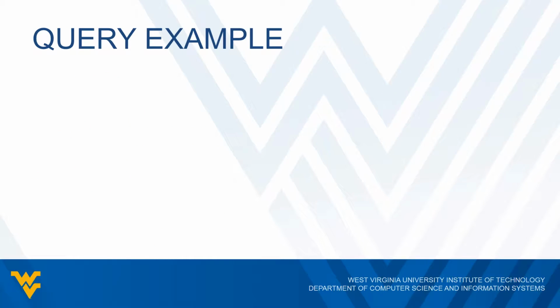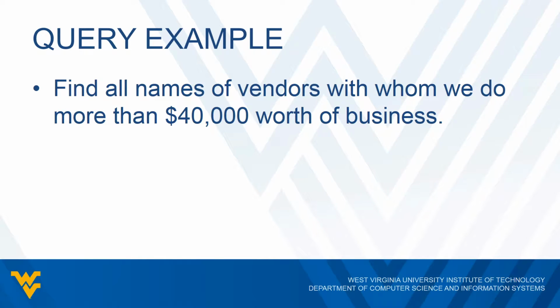Let me give you a simple query example just to show you how we would ask for specific information. Let's say we want to find all the names of vendors with whom we do more than $40,000 worth of business. So maybe we have a table with a list of vendors, and from that table we can tell what kind of transactions, what kind of business we do with those vendors, and we want to find out which of those we do more than $40,000 worth of business with.